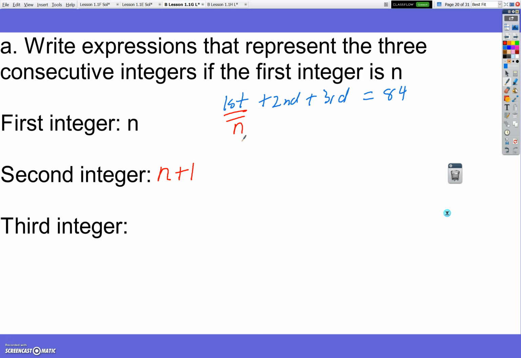Let's think about this. If my first integer was 5, the second integer would be 5 plus 1, because 5 plus 1 is 6. Which means if I need my third integer, it would be my original number that I started with, which was 5, but I would add 2 to it. That is how we do these with variables. So if my first integer is n, my second integer would be n plus 1, and my third integer would be n plus 2. It is 2 greater than the first number I started with.